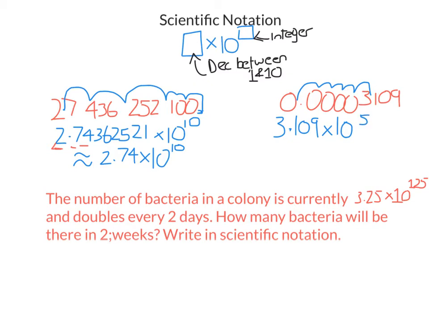Now you need to remember, if the number was really small, if it was less than 1, the power is actually a negative whole number. It's negative because we moved the decimal point to the right. So now this number here actually has 4 significant figures, 1, 2, 3, 4.